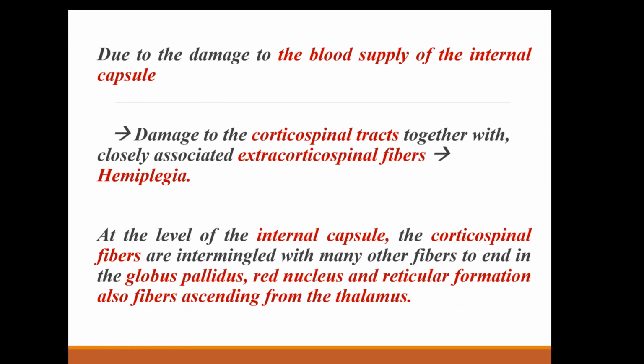Due to damage to the blood supply of the internal capsule, damage to corticospinal tracts together with closely associated extracorticospinal fibers can lead to hemiplegia. At the level of internal capsule, the corticospinal fibers are intermingled with many other fibers that end in globus pallidus, red nucleus, and reticular formation, also fibers ascending from the thalamus.